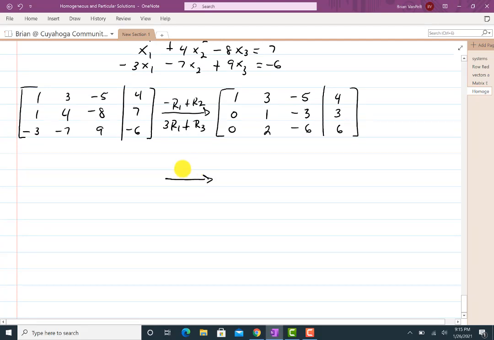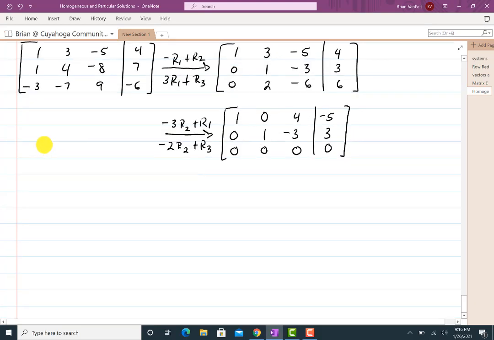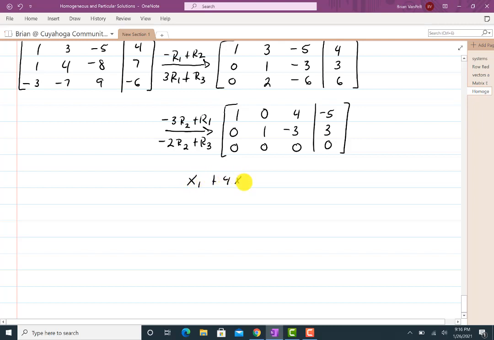And then I'll do negative 3r2 plus r1 and negative 2r2 plus r3. And I see when I do the negative 2r2 plus r3, it's going to give me nothing but zeros, which is good. That way I'll have solutions. And then 1, 0. Let me see. Negative 3 times, so 9 minus 5 is 4. And then negative 9 plus 4 is negative 5. So my answers then, I'll get x1 plus 4x3 equals negative 5. x2 minus 3x3 equals 3.